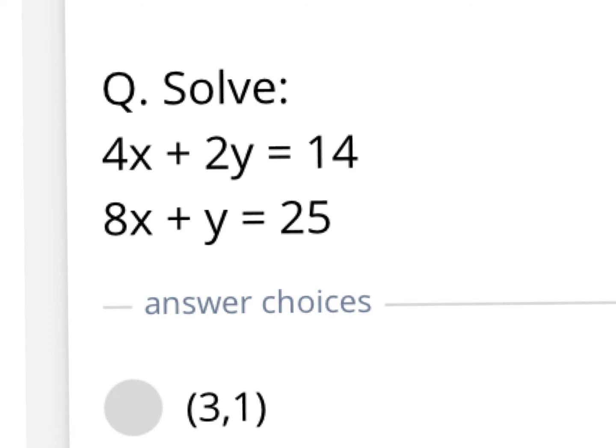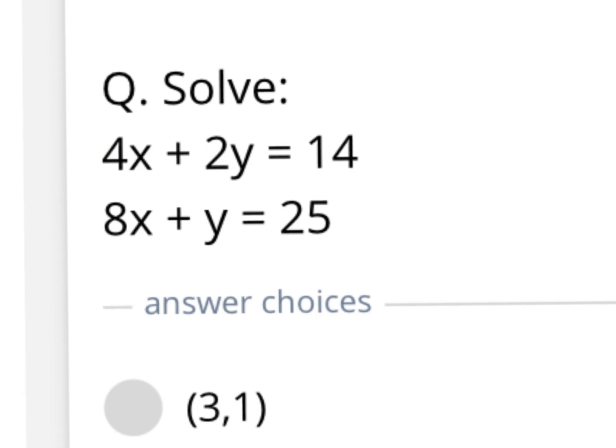Another is linear combinations. So linear combinations, or the elimination method, the goal is to get a variable to eliminate, either the x's or the y's. You need to determine which one you want to get rid of. So I would rather deal with the number 1 and 2 as opposed to 4 and 8.